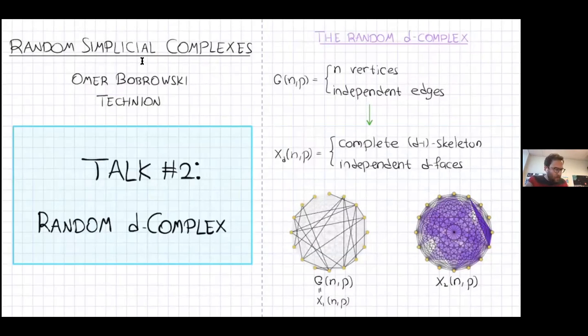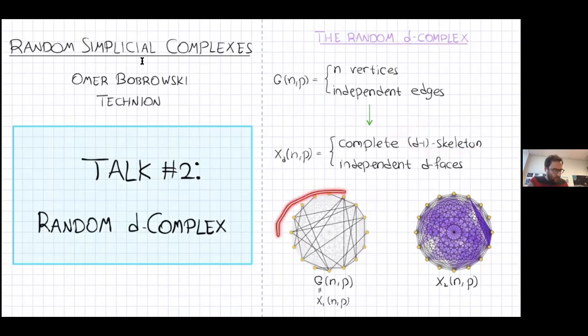We said that the G(n,p) random graph has n vertices, and then edges are added independently with probability p. Similarly, we can generate a d-dimensional random simplicial complex by taking n vertices and adding all the possible edges and all the possible triangles and everything up to dimension d-1. That's what we call the (d-1)-skeleton. And then at dimension d, we add the d-simplices, or the d-faces, randomly, independently with probability p.